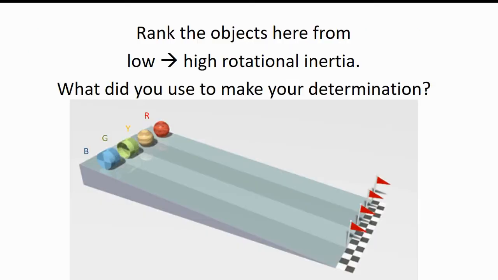Looking at this example of objects rolling down a hill, how could you determine which one will have the most inertia? Take a second, rank them from lowest to highest rotational inertia.